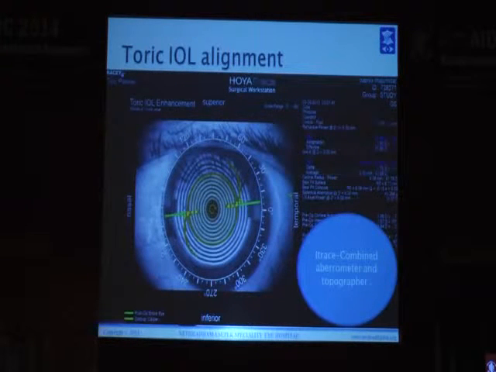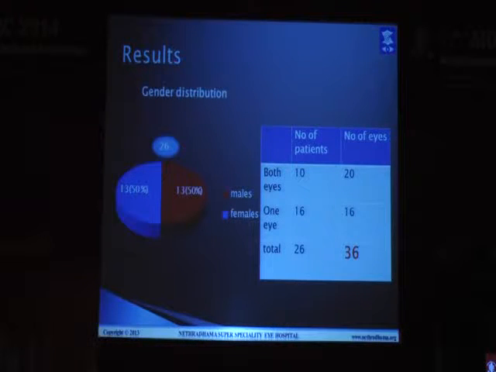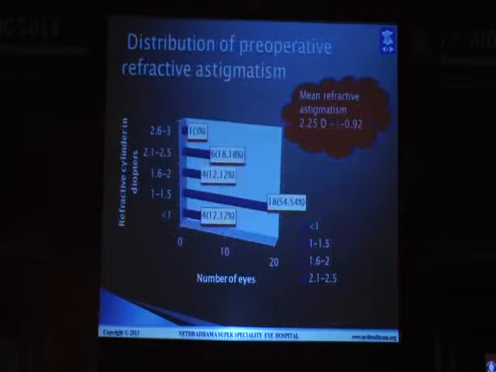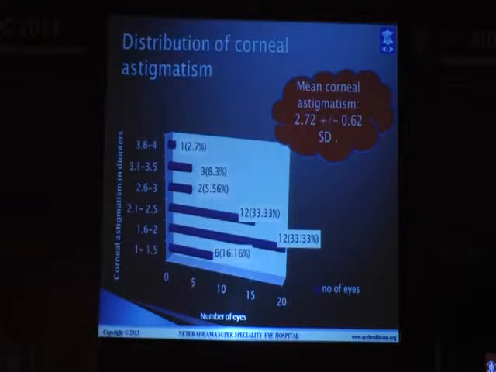Post-operatively, we studied the alignment using the Zaldivar caliper of the eye trace system, and then we analyzed the results. Out of 26 patients, 13 were males and 13 were females. Out of the 36 eyes operated, 10 patients underwent bilateral surgery. Mean age of the patients was 62.44 years. The mean preoperative refractive astigmatism was 2.25 diopters. The mean corneal astigmatism was 2.72 diopters.